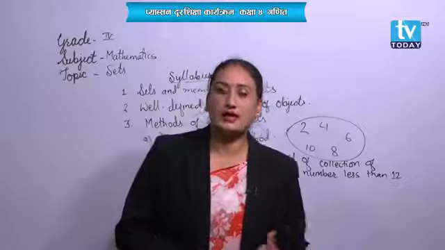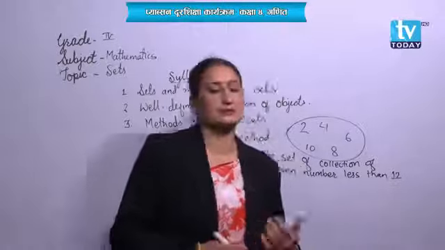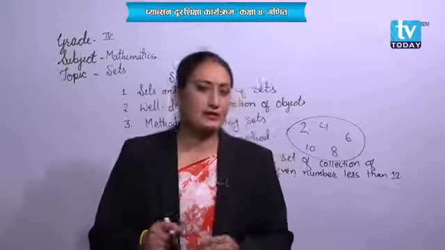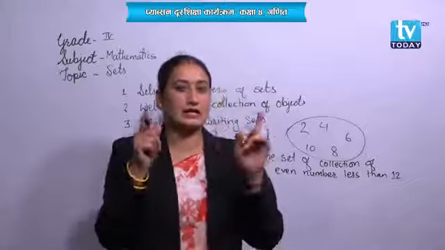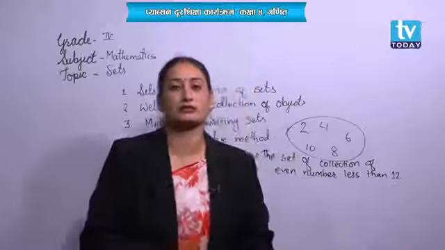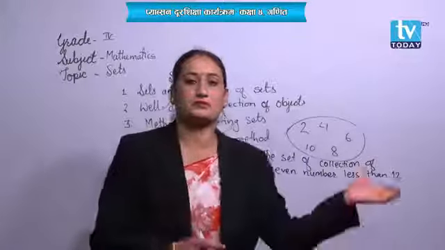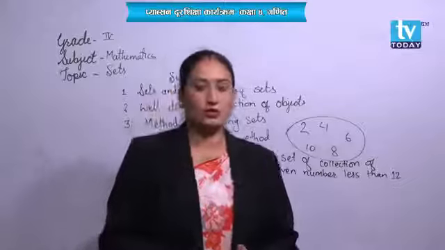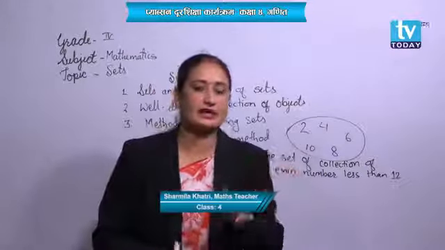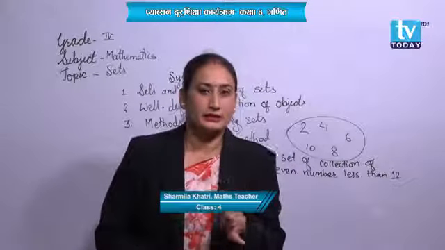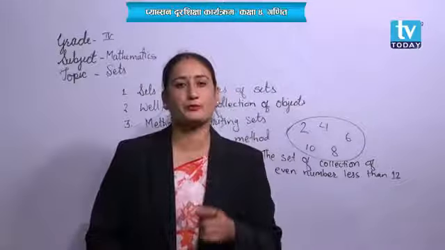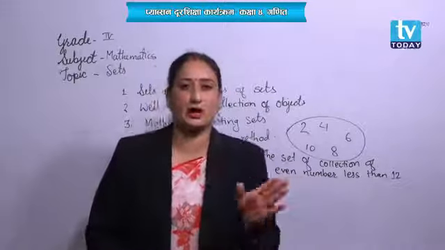That means it's a listing method. Let's write over here the listing method. In this method, we simply list out the members of the set inside a curly bracket. Now we are going to use a curly bracket to list out the names of the objects. While listing out the members, it is compulsory to use a comma. You have to put a comma for separation of the objects.